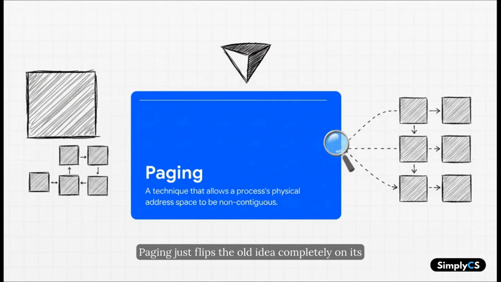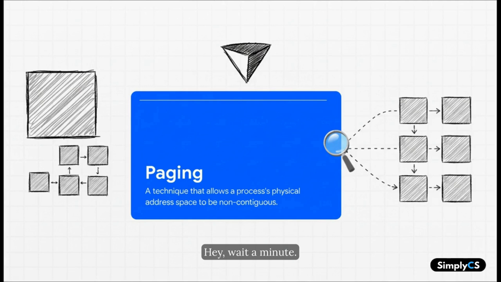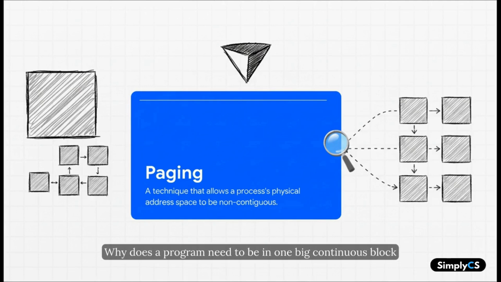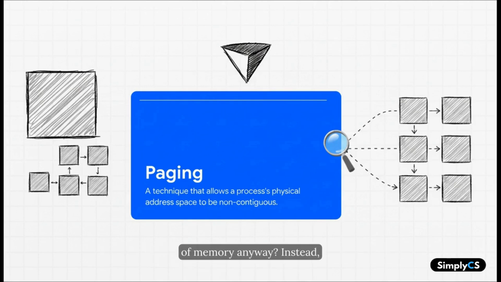Paging just flips the old idea completely on its head. It asks a really simple question. Hey, wait a minute, why does a program need to be in one big continuous block of memory anyway? Instead, the operating system breaks the program into small, fixed-size chunks called pages, and it breaks the physical RAM into matching, same-size slots called frames.